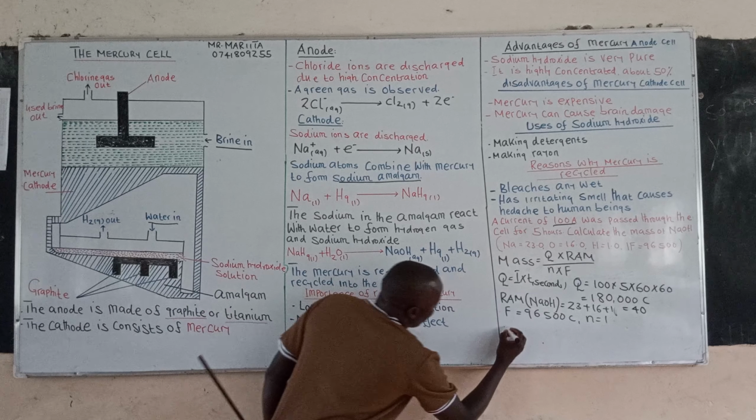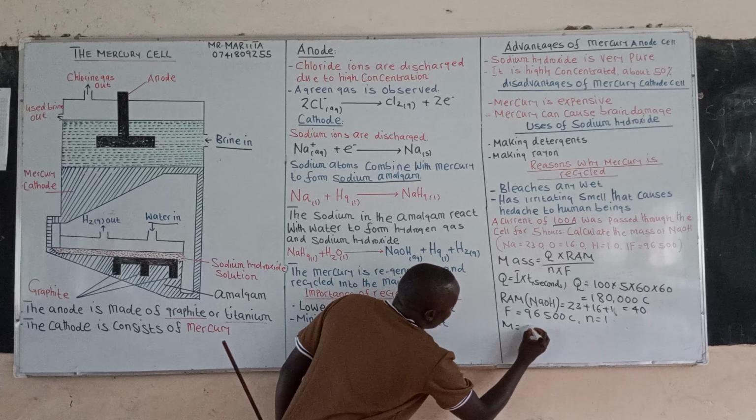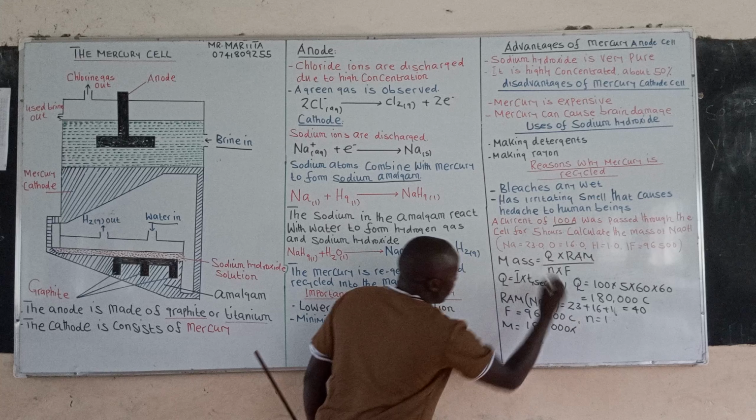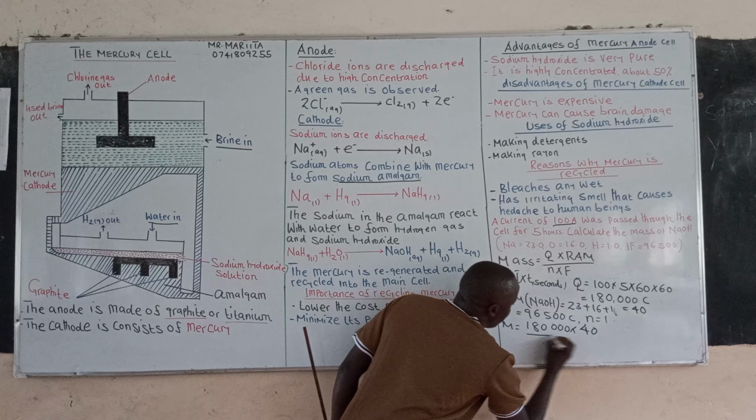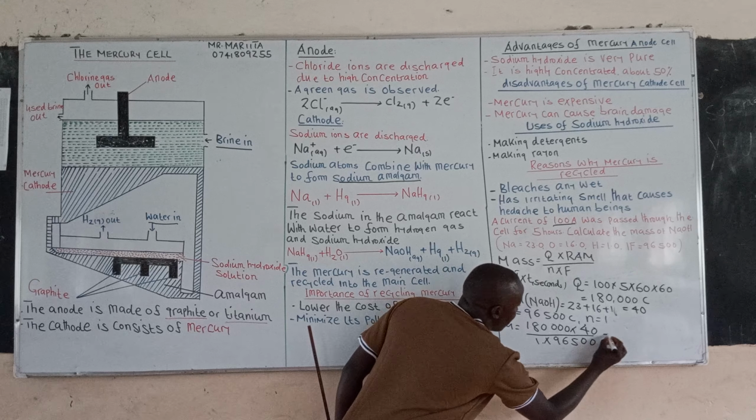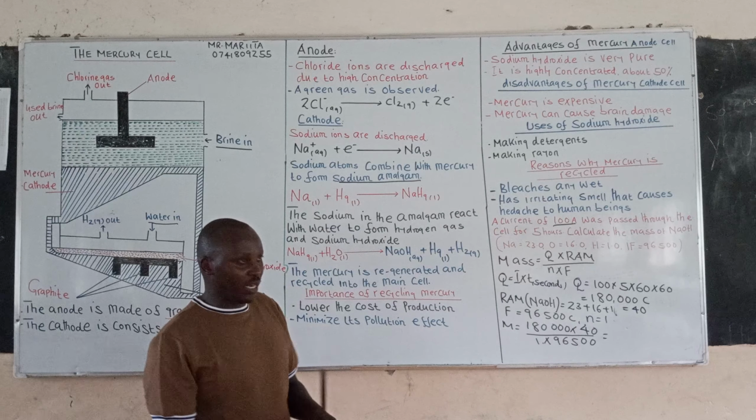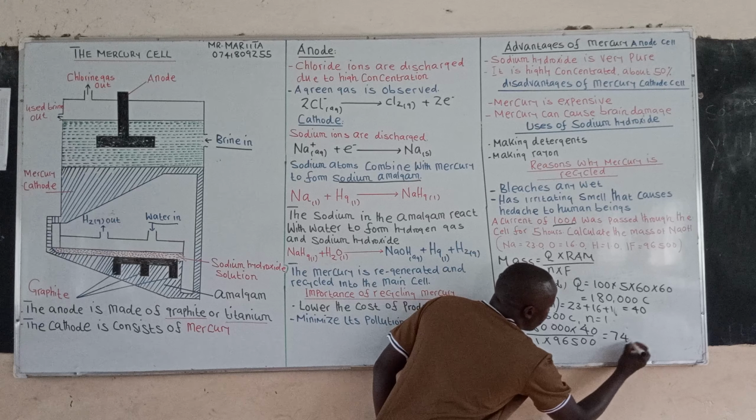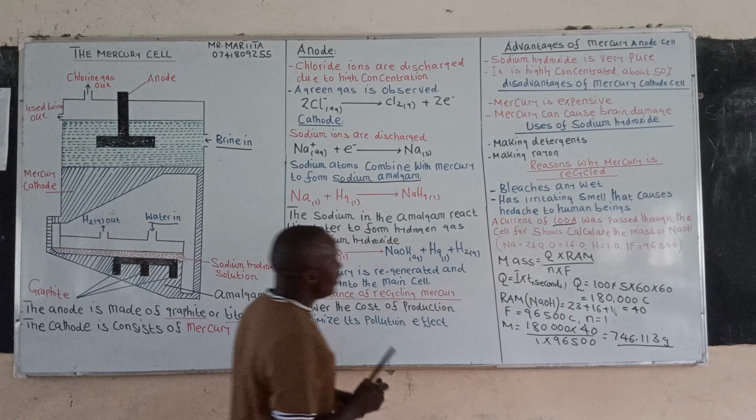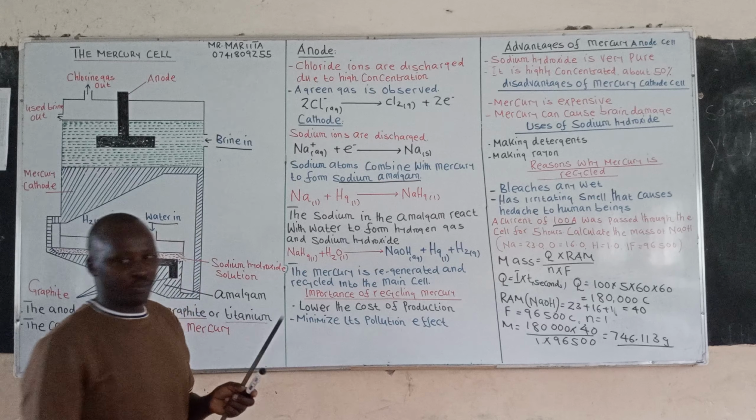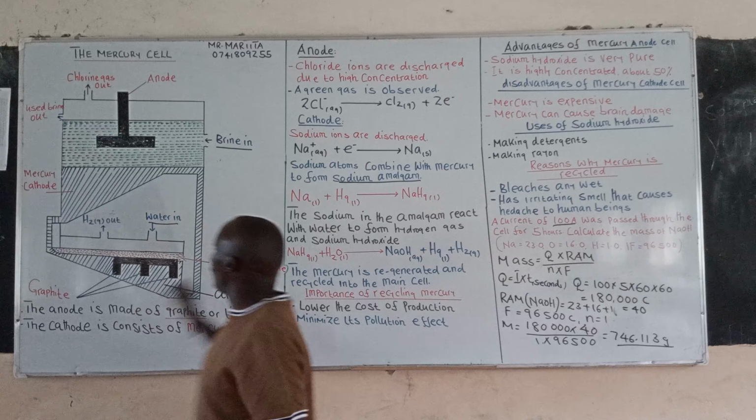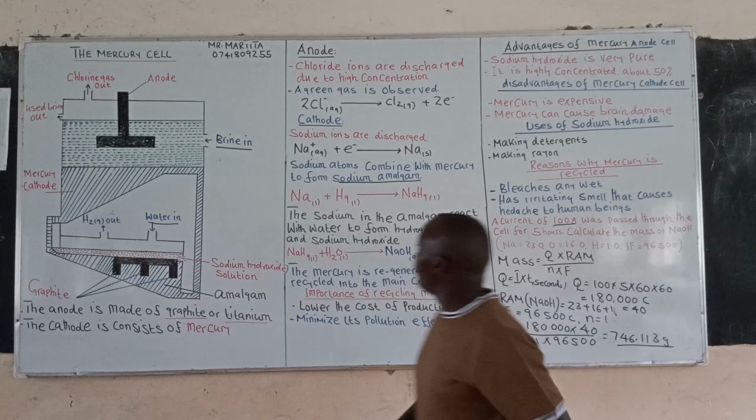So if we substitute there, mass is equal to 180,000 multiplied by the RAM, which is 40. So you divide by 1 times 96,500, and that will translate to 74.613 grams. So that is the mass of sodium hydroxide. So it's a simple summary of the mercury cell.